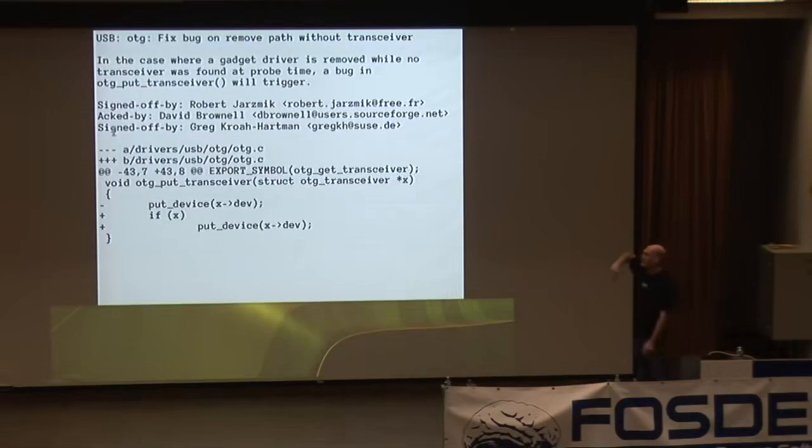Then we have a few sentences. This one just says, hey, this gadget driver is removed, no transceiver found, it was a bug. And then we have a signed-off-by. I'll explain what signed-off-by means in a little bit. That got sent to the subsystem maintainer for USB On-The-Go, which is David Brownell. He said ack, looks good to him. He sent it off to me, I'm the maintainer of USB. I signed off on it, and then I got it into Linus's tree. So that's that. There's the patch.